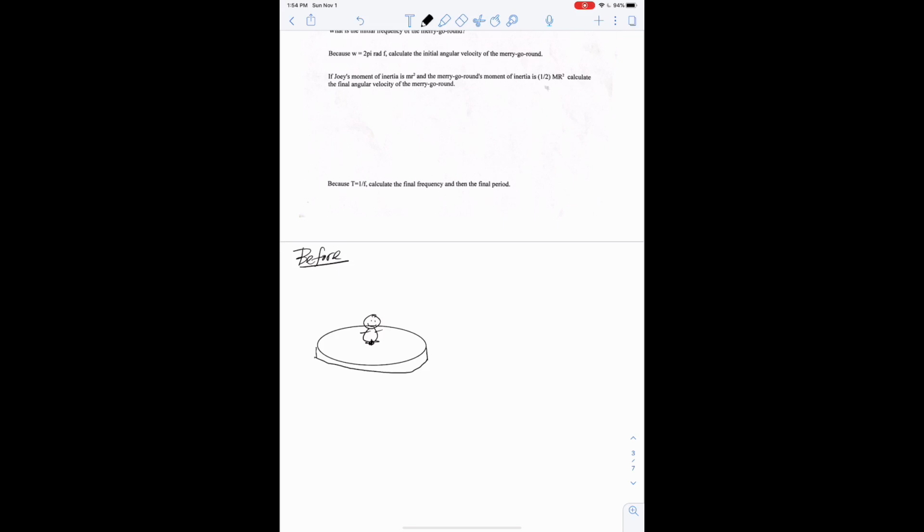All right, so this is where Joey's going to stand. And we know that the mass of Joey is equal to, they tell us, 36 kilograms. And they tell us that the radius of this merry-go-round is 2 meters. And they also tell us that the mass of the merry-go-round, I'll just call this m_m, I got m_j up there, is equal to 200 kilograms.